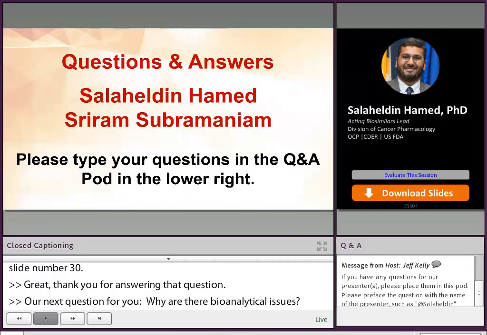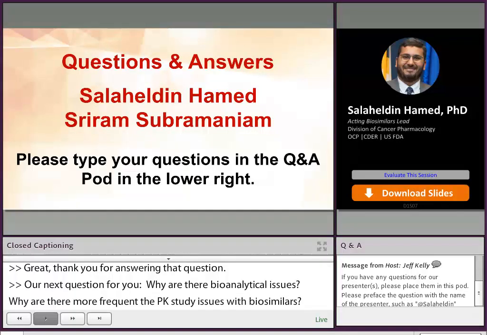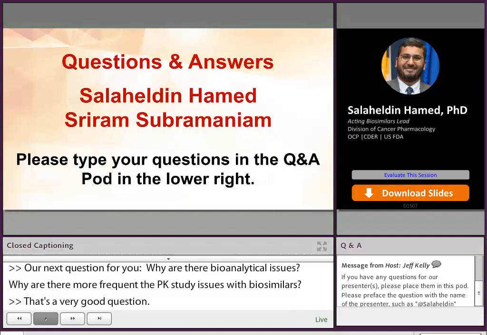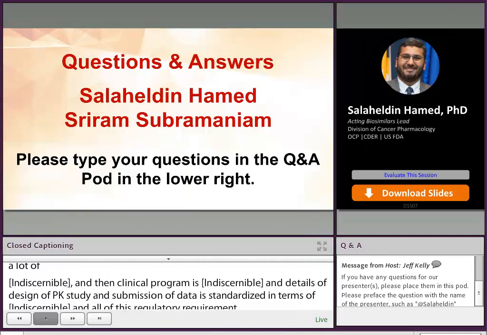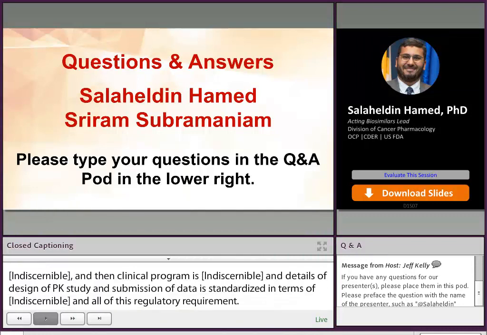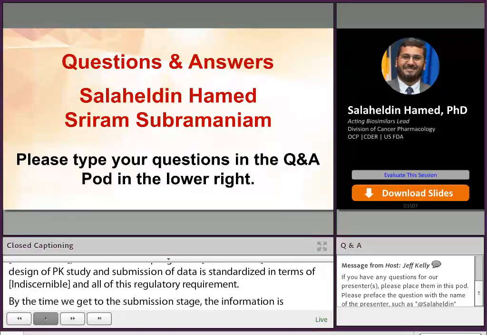One of the things about biosimilars from a regulatory perspective is that there are a lot of prescribed meetings. The clinical development program is discussed in detail in the design of the PK study, and the submission of the data is pretty much standardized in terms of CDER and all of these regulatory requirements. So by the time we get to the BLA submission stage, the information is pretty much agreed with the FDA through communications. The design is discussed with the FDA and agreed. So there is very low potential for issues.